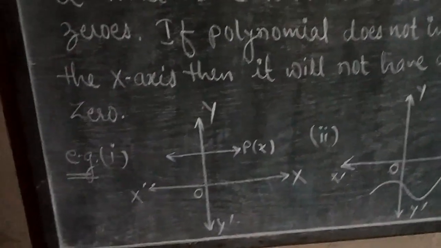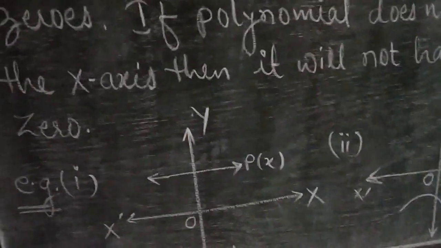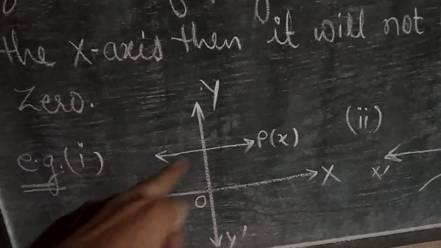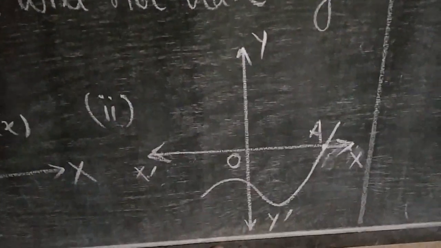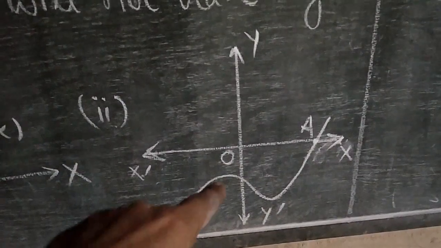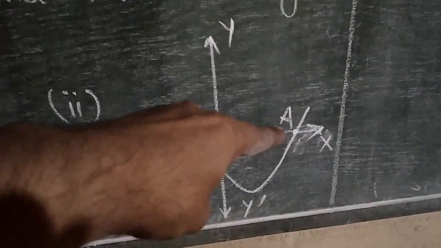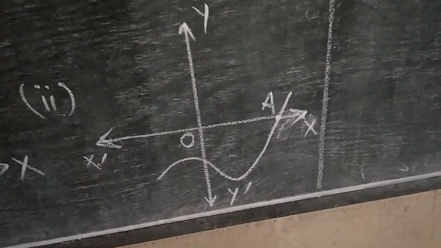Here the curve of p of x is a straight line and it does not intersect the x-axis at any point. So it will not have any zero. So p of x will not have any zero if it does not intersect the x-axis. Now take the second one. Now look, observe this curve. It intersects the y-axis, not the x-axis here, but here it intersects the x-axis at one point. So it will have 1 zero at that point. Okay. Now look at the third one.